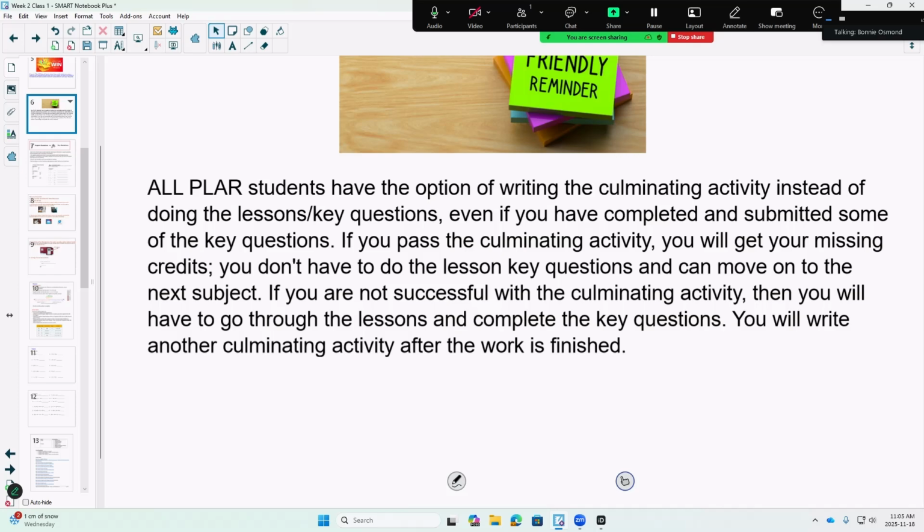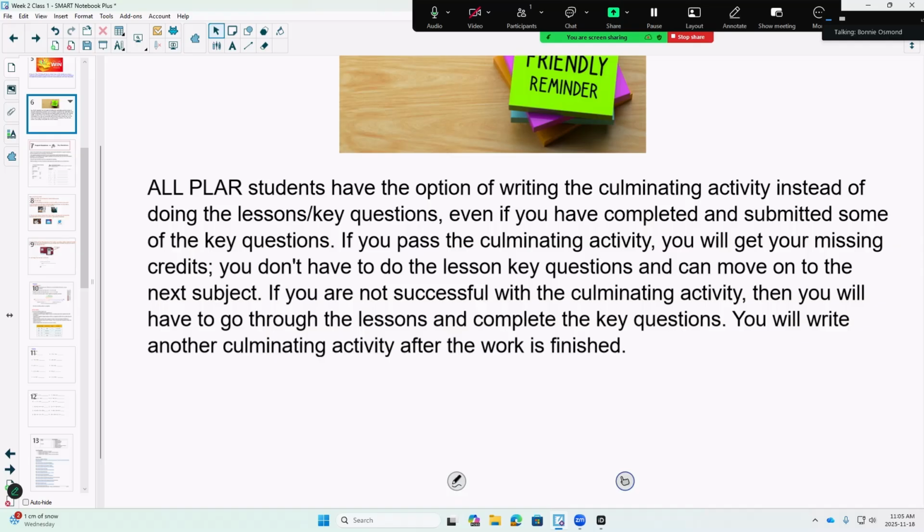If you pass the culminating activity, then you will get the missing credits for that subject. And you don't have to worry about the lessons, you just move on to the next subject. If you don't pass the culminating activity, then you will have to do the lessons and complete the key questions. And then you'll write another culminating activity after the work is finished.